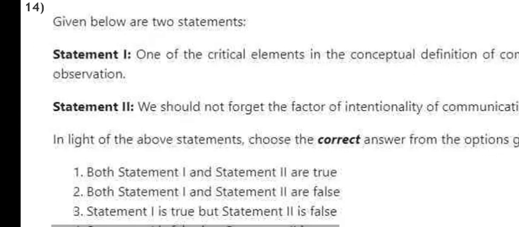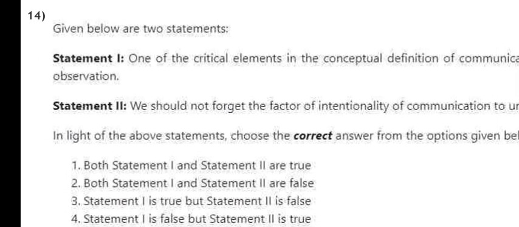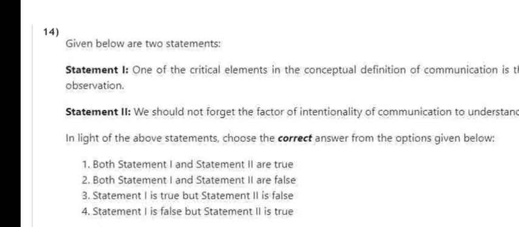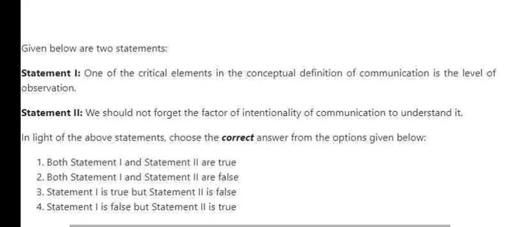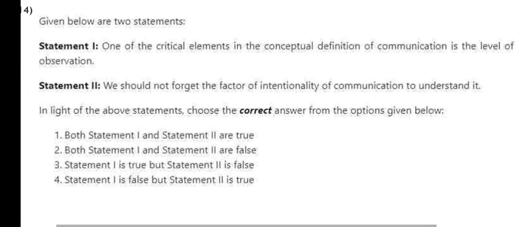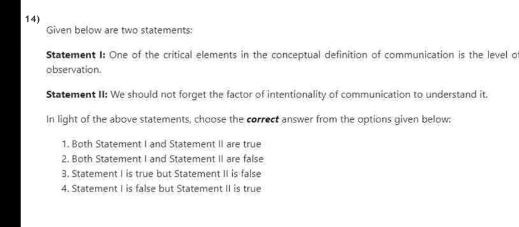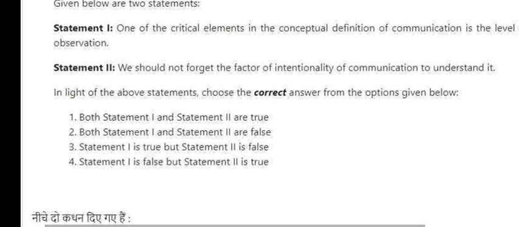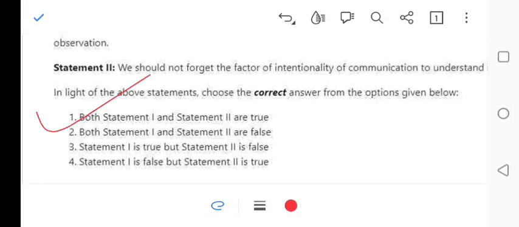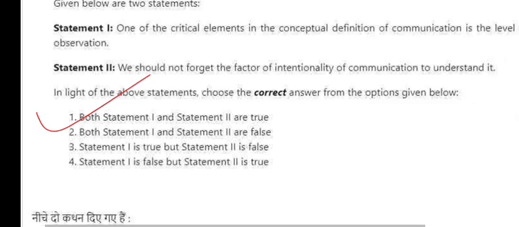Next is saying, given below are two statements. One says, one of the critical elements in the conceptual definition of communication is the level of observation. Two says, we should not forget the factor of intentionality of communication to understand it. Which one will be correct? 1 and 2 are true, 1 and 2 are false, 1 is true, 2 is false, 1 is false, 2 is true. Number 1 will be correct, 1 and 2 both are true.